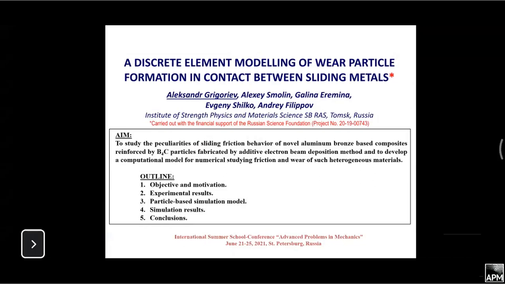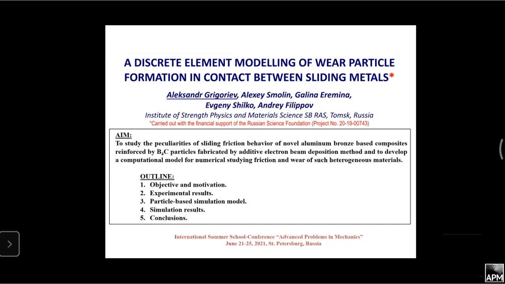So we begin. Hello, my name is Alexander Grigoriev. I'm from Tomsk, from the Institute of Strength Physics and Material Science. My work is devoted to the study of sliding friction behavior of a novel aluminum bronze based composite reinforced by boron carbide particles. It is difficult to combine these materials into a composite with gradient distribution of particles, especially using additive manufacturing. In our institute, Dr. Filipov and our colleagues have developed an additive manufacturing technology that allows doing this.